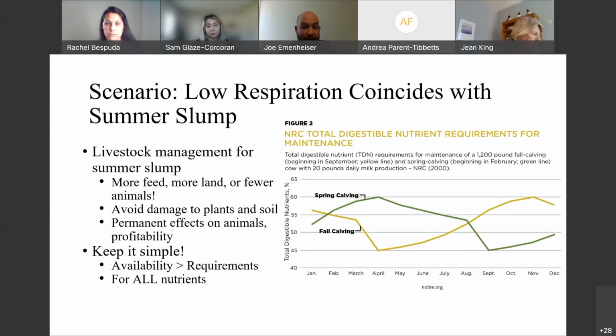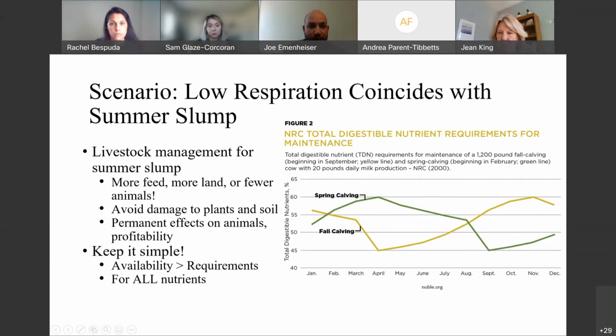And if you have animals that you're growing for finishing, and they go through a period of time where their forage availability falls short of their nutrient requirements, that's going to have permanent effects. We might be able to catch them up, but that's likely to have a considerable expense with it, and it's certainly going to delay the time to get them finished to produce a quality product. Okay, so I'll just keep it real simple with this.